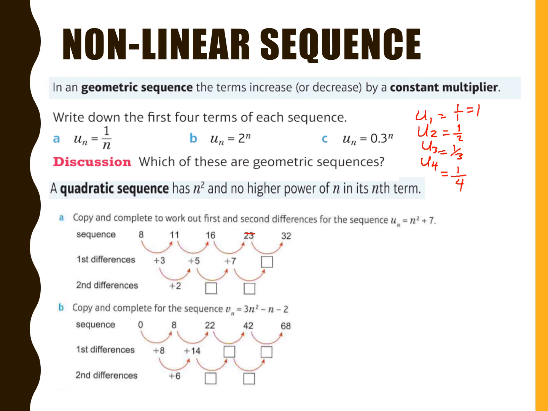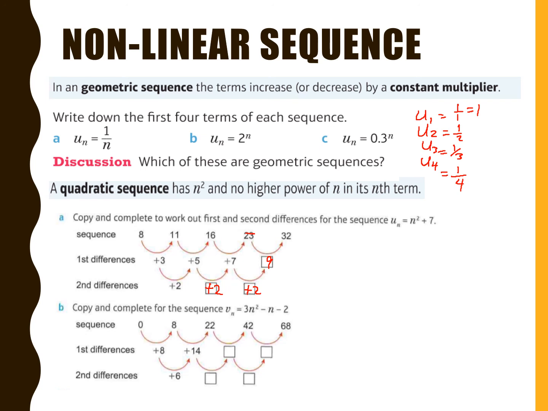So the first one will be 8 plus 3 is 11, 11 plus 5 is 16, plus 7 is 23, 23 plus what gives you 32? You're doing 32 minus 23 to get your answer. And then in here, you're trying to find whether there is a common difference. If there is a common difference, then yes, this is a quadratic sequence. Between 3 and 5 is plus 2. 5 and 7 is plus 2. So this has to be plus 2, and this is 9 because 32 minus 23 is 9. Okay, so this fulfills this sequence.